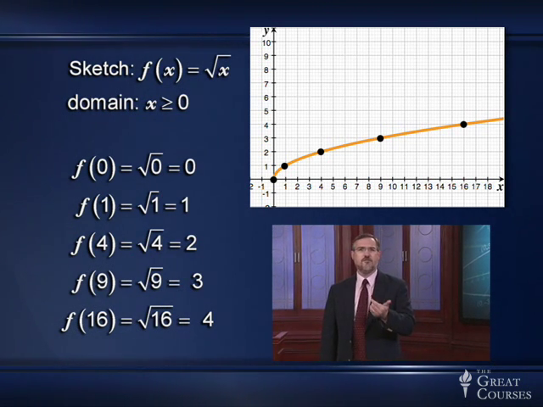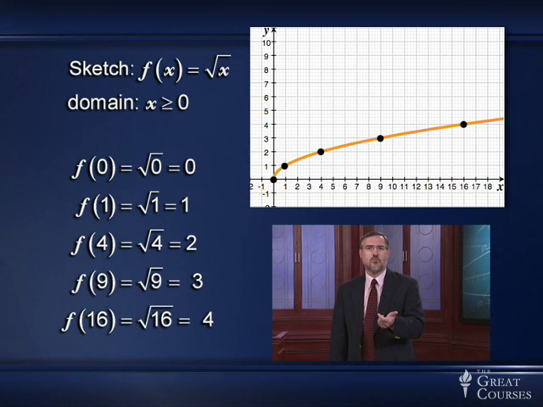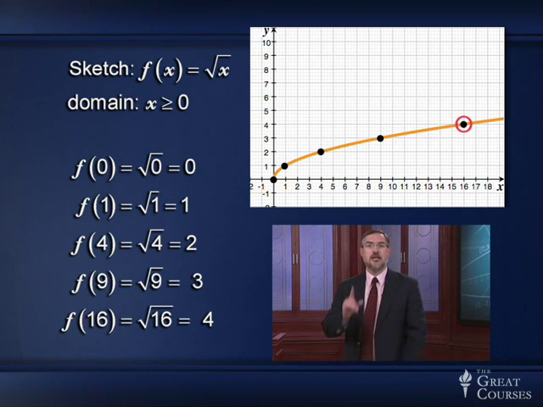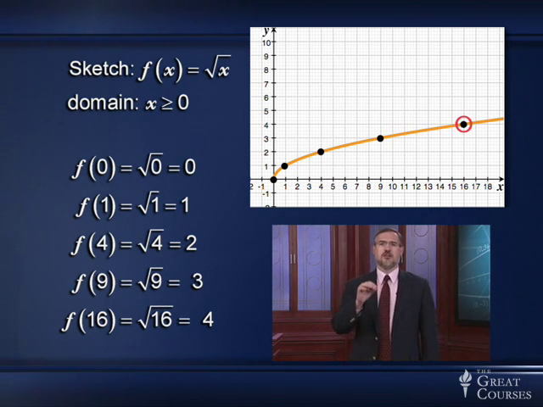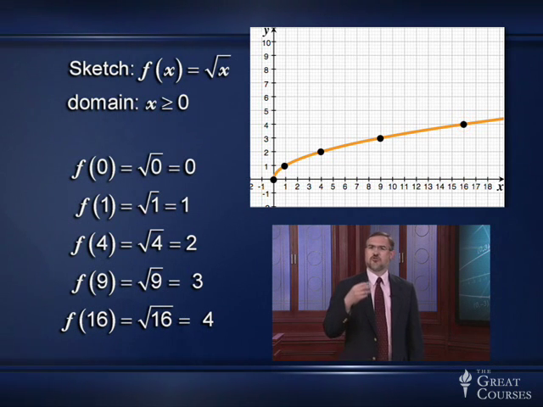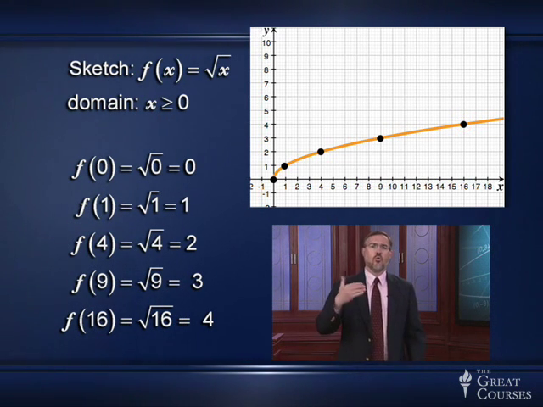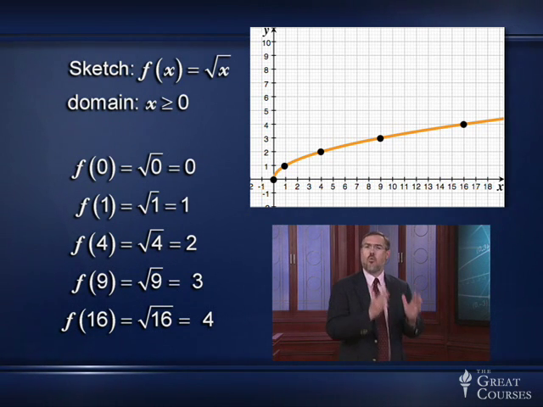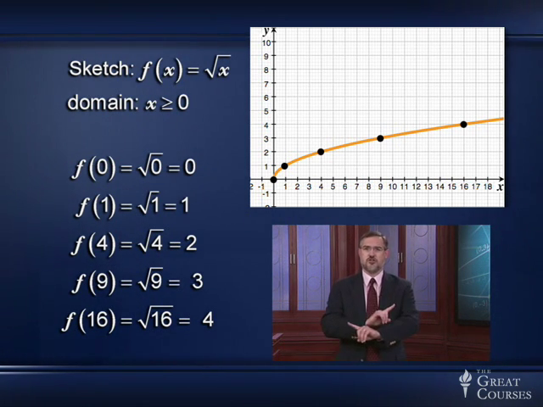But don't get confused and swap the x and the y. The point 4, 16 is not on the graph, because the square root of 4 is not equal to 16. So it's important here that we remember which of the numbers were x values and which of them were y values. Don't switch the two.